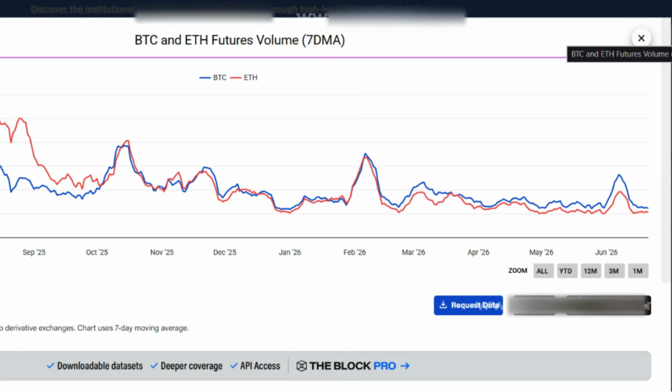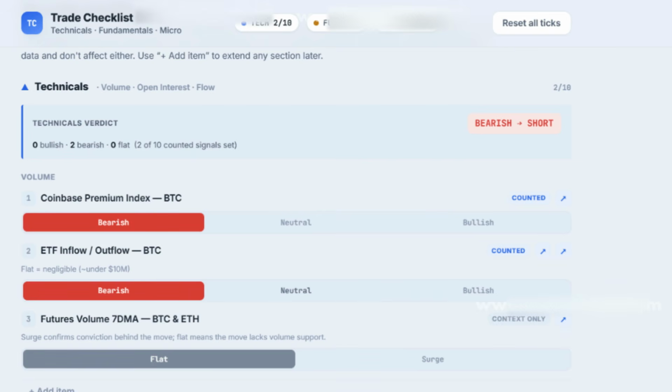So that does not mean it can go down or not. This is also not a clear indicator, but Coinbase premium and ETF inflow outflow are two important indicators that have already been discussed by me. Now let's go. The first one, the Coinbase premium index, is bearish. ETF inflow outflow is bearish. The 7-day moving average futures volume of BTC and ETH is flat.